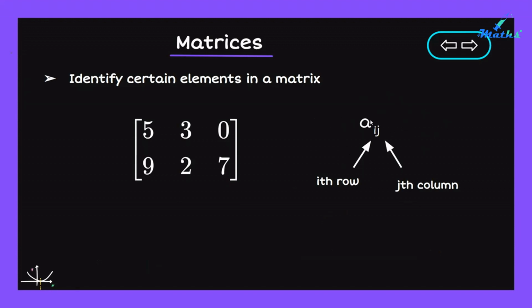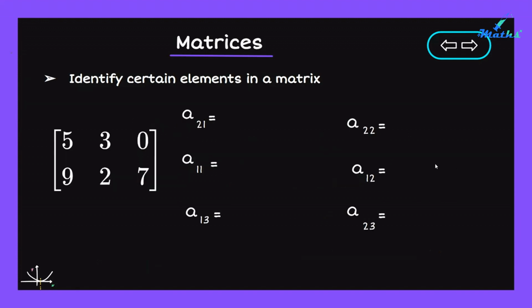So this is an example. A subscript ij will be represented with numbers, where i means which row, j means which column. So for this one, the first one is row, the second one is column. So this means second column and first row, which is 9. Second one is first row and first column, which is 5. Then first row, third column, which is 0.